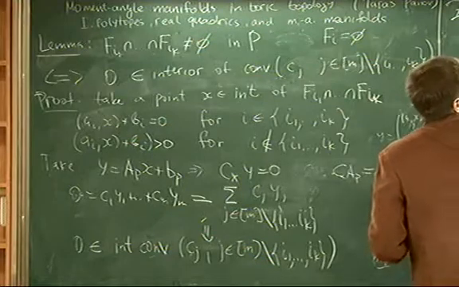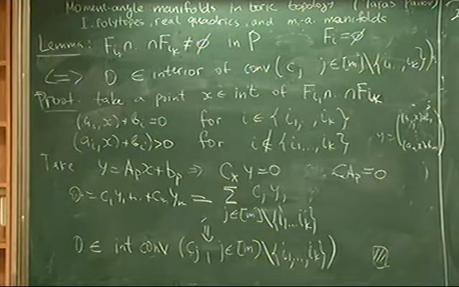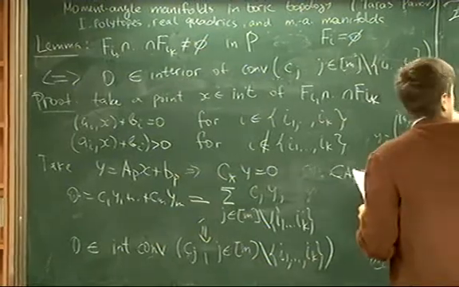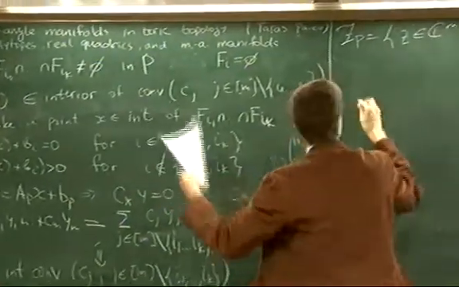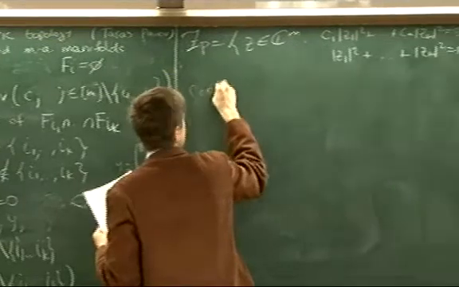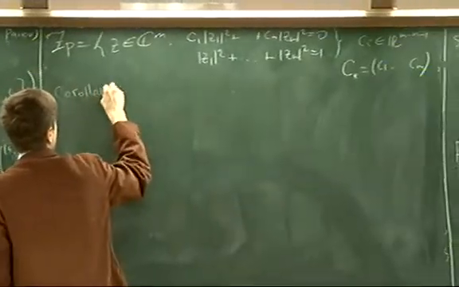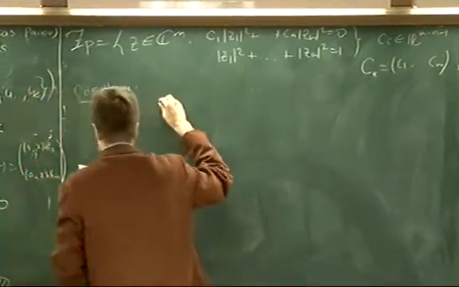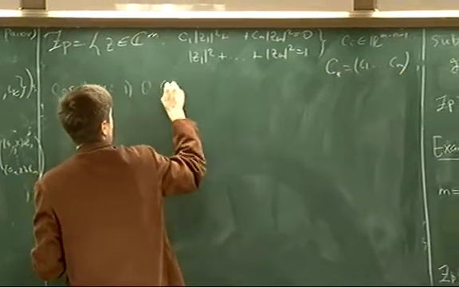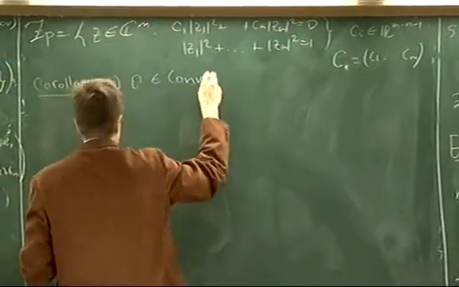So in fact, you can just write down this complete intersection of quadrics and say that as a corollary of that statement, you have the following two conditions on those vectors. The first one is that 0 belongs to the convex hull of all of them.